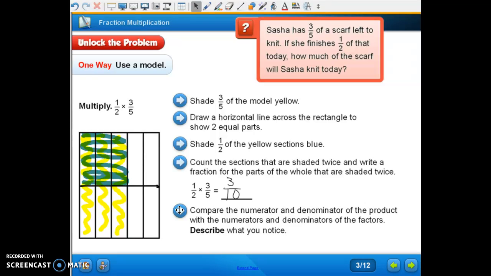Compare the numerator and the denominator of the product with the numerator and denominator of the factors. Describe what you notice. Okay, you should notice that the numerator of the answer is the product of the numerators of the factors. 1 times 3 is 3. And the denominator of the answer is the product of the denominators of the fractions. 2 times 5. I'm going to go ahead and pull up a blank page and type that answer up for you.